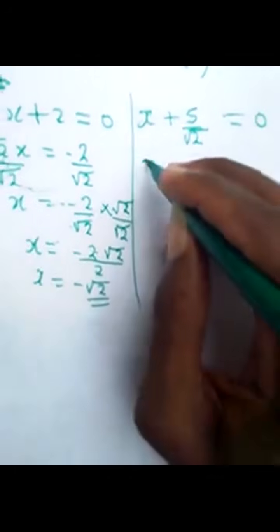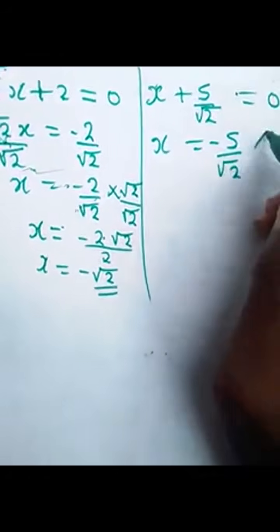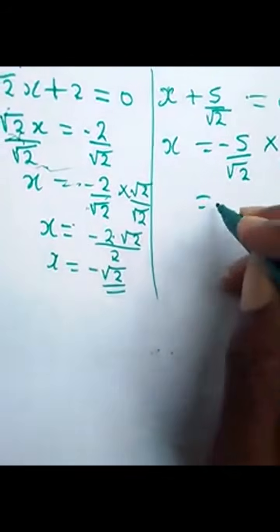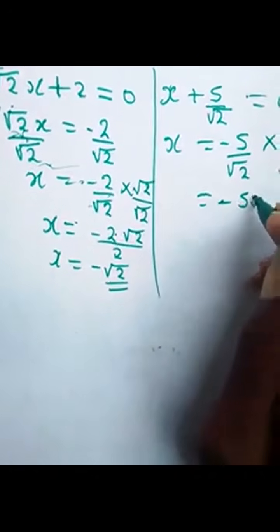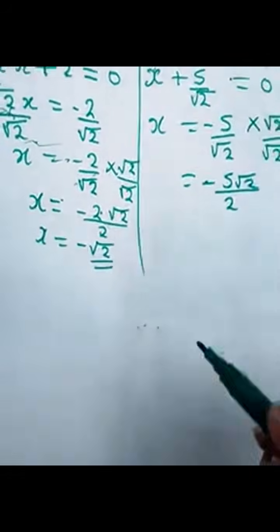Alright, then we equate to 0. Then I'll say x is equal to negative 5 over square root of 2. Likewise, we rationalize. So it's going to be negative 5 square root of 2 over 2. Yeah, we can simplify our answers like this. So this is how you solve this type of equation.